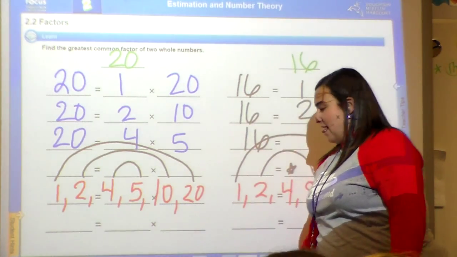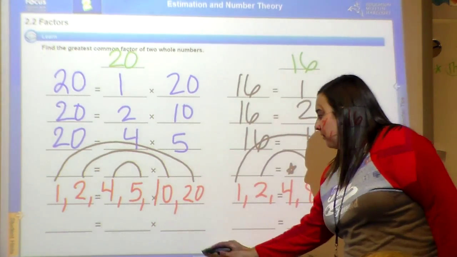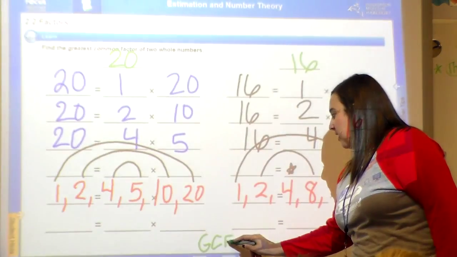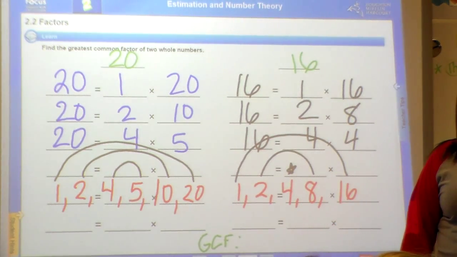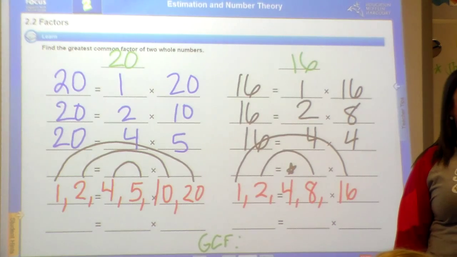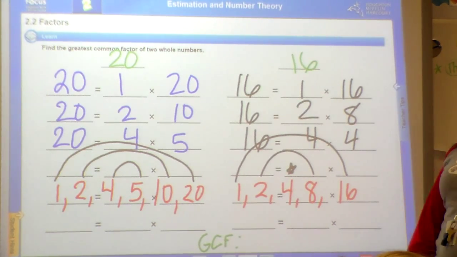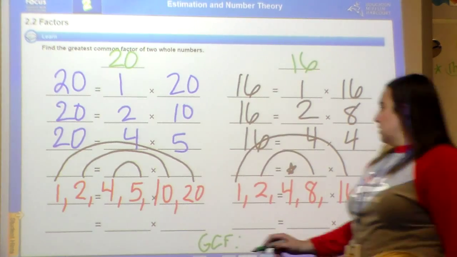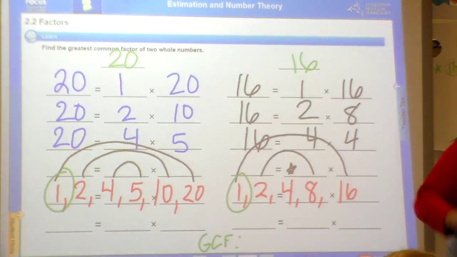Now, the last part is to find the GCF. Who remembers from yesterday, or 2 days ago, what does the GCF stand for? Brayden? Greatest common factor. So let's see which ones they have in common. Circle them on your board. They have 1 in common.